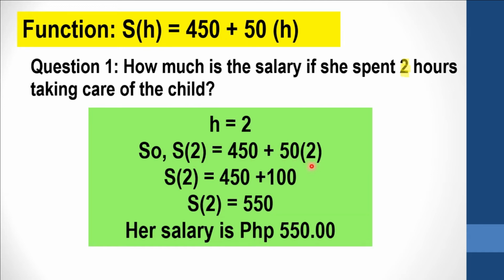Ito yung H natin. Atin lang i-perform yung operations. We have S of 2 equals 450 plus 100. Itong si 100 galing dito sa 50 times 2. Then we have 450 plus 100. Therefore, we have 550. So, ang sweldo niya sa isang araw ay 550. Ayan, napakadali lang, no? Dapat talaga nating ma-analyze or ma-understand muna kung ano yung problema before tayo susunggab.